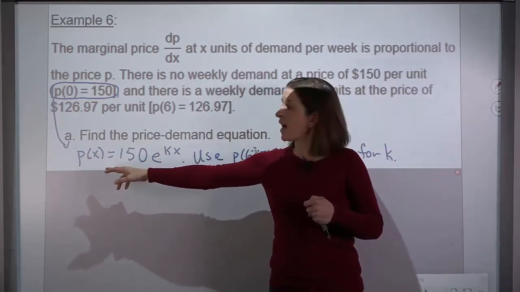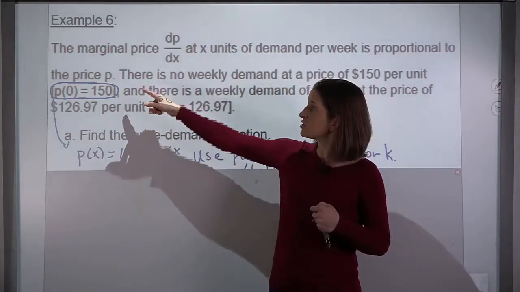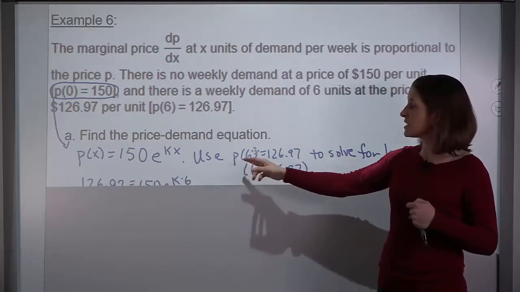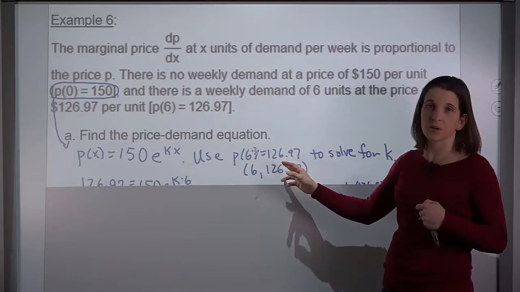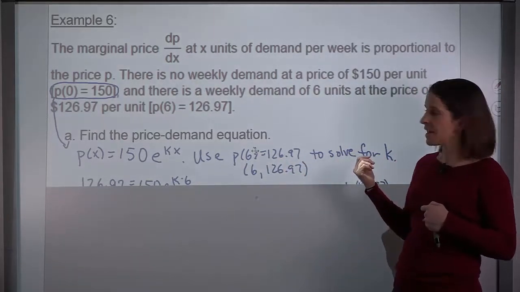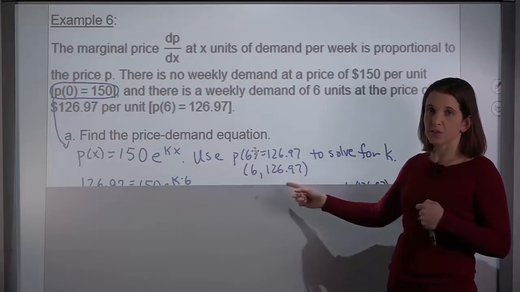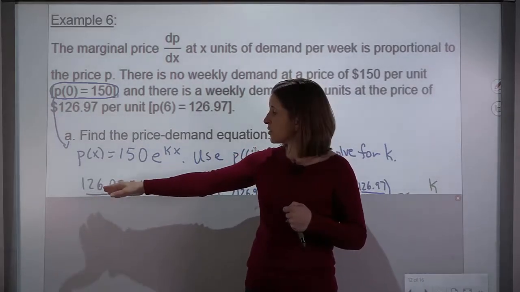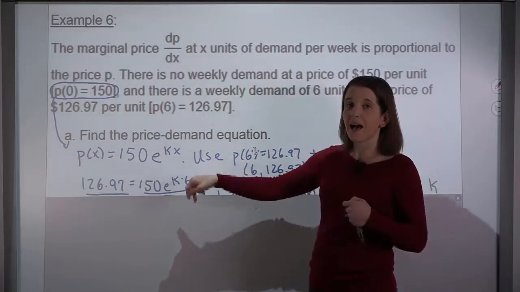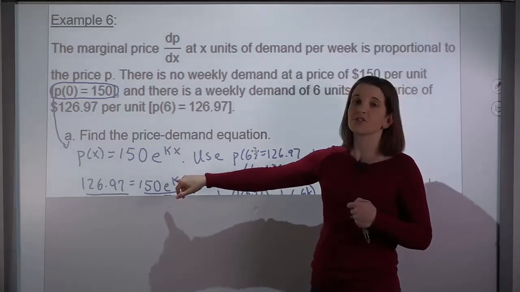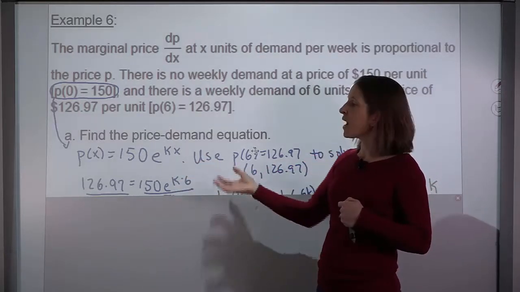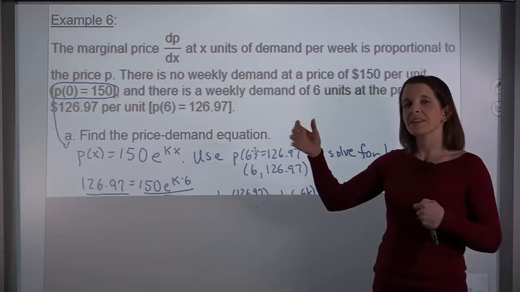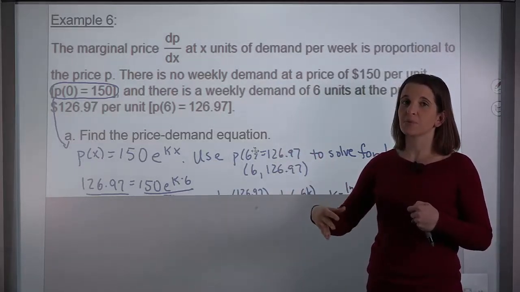So I have p of x equals 150 because that was our initial value, e to the kx. And then I will use the other piece of information that I was given, the fact that p of 6 equals 126.97, to solve for that k. And that is the ordered pair (6, 126.97) as a reminder. So I will replace my output with 126.97, replace x with 6, and that leaves just my unknown variable k. While in this case we are solving for k, not x or t like we were last time, because they live together up in that exponent, our steps will be the exact same.